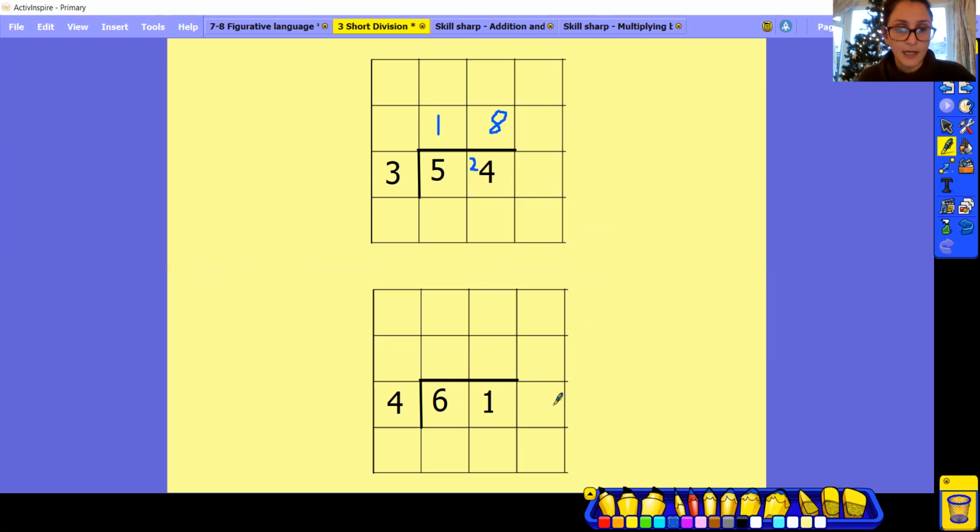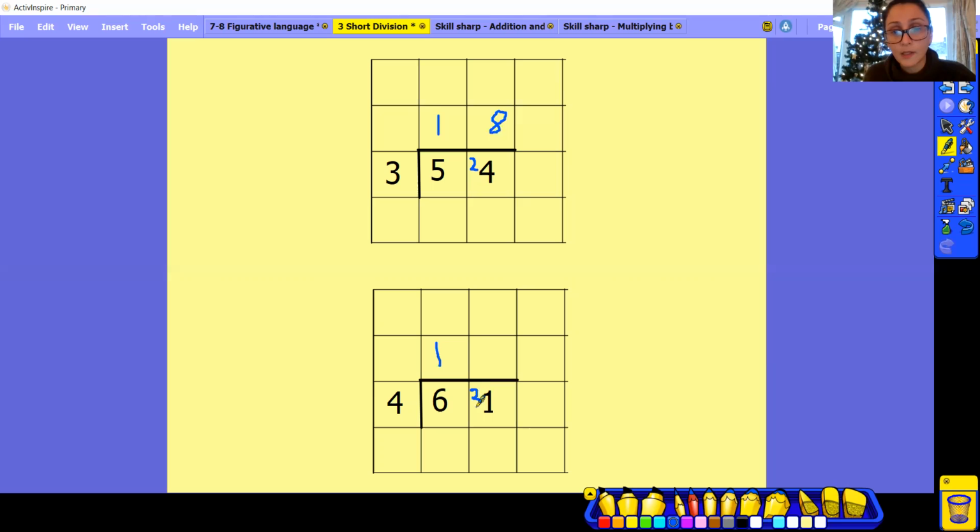How many times can it go in equally? So 4. Can't go any further than that because it's going to be 8 and we only have 6. So it can only go in once. However, from that 6, we made a group of 4. So how much do we have left over? We have 2.